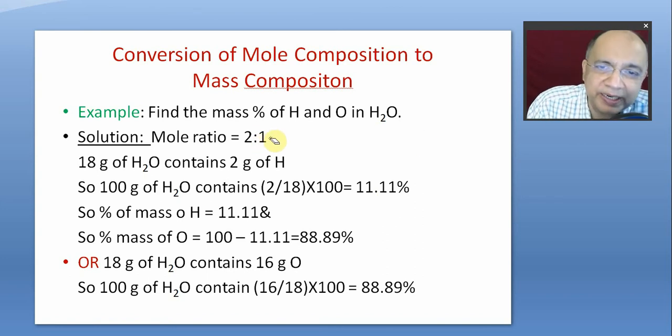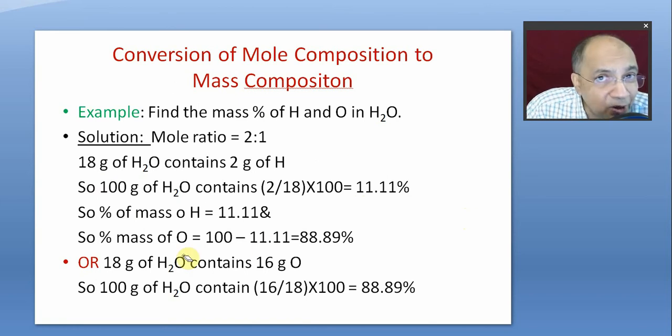Supposing I ask you to find the mass percent of hydrogen and oxygen in water, where the mole ratio is 2:1. That means the molecular mass is 18. 18 grams of water contains 2 grams of hydrogen. 1 gram molar mass of water will contain 2 gram molar mass of hydrogen and 1 gram molar mass of oxygen. So if 18 grams of water contains 2 grams of hydrogen, then 100 grams will contain how much? 11.11% of hydrogen. So that is the mass percent of hydrogen.